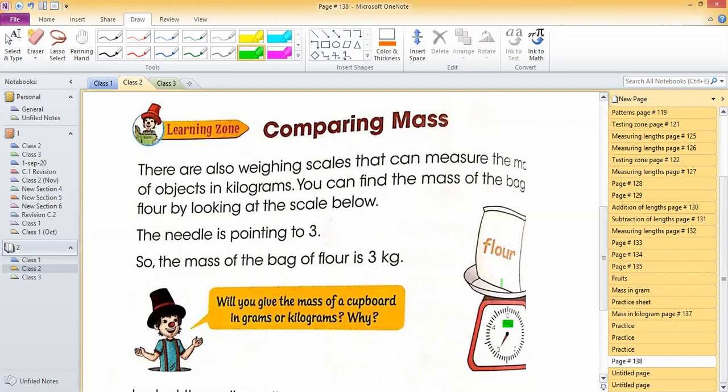So what do you need to check? You need to check the needle. At what number is the needle? Once you check the needle, you will find that the needle is at 3. Look, it is at 3. So you can say the mass of the bag of flour is 3 kg.